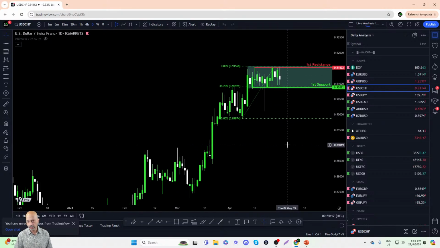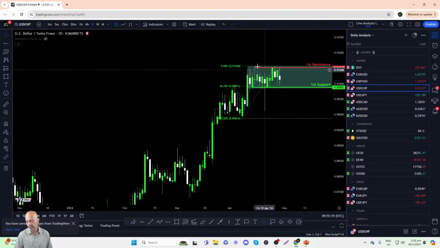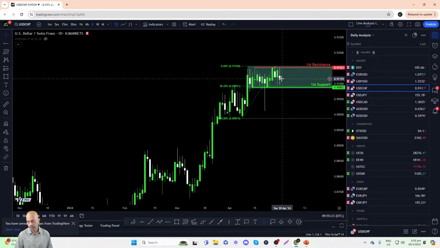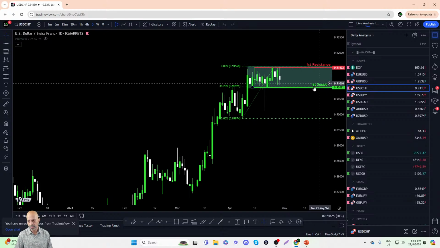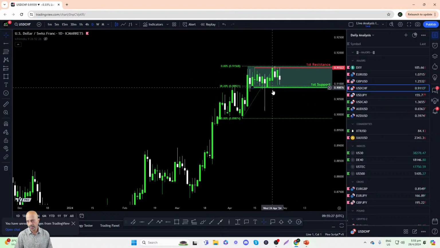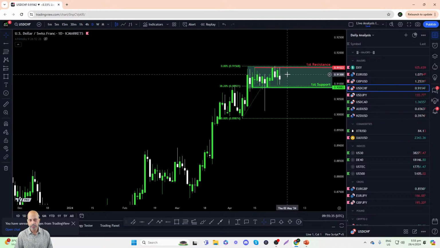All right, okay, these are the key levels. So basically, dollar franc has been ranging sideways, and it's quite likely it's going to continue to do so over the next couple of days as well. So if you are playing the range, you'll be looking to buy dollar franc at around the first support, which is going to be around 90.88, and should price continue to bounce higher, you'll be looking to exit close to the first resistance at about 91.40 to 91.50.